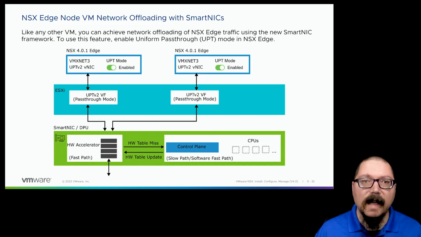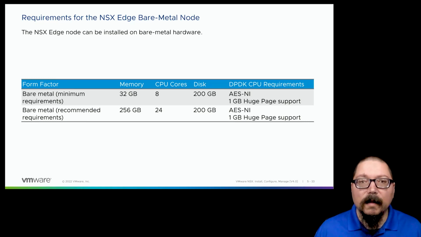There's actually a toggle when I deploy an edge. If I have smart NICs in my hypervisors, there's a toggle on the edge that says, use UPT for pass-through, so that we can pass that network device directly off to the smart NIC. This is a really, really great feature that allows us to accelerate all of the NSX capabilities, even on a virtual edge.